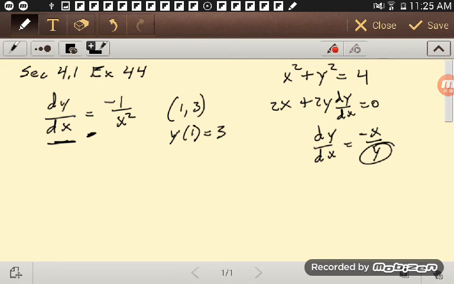And this differential equation might have had something like, when x equals 0, y of 0 is 2, because if I put in 0 for x, I get y is 2.